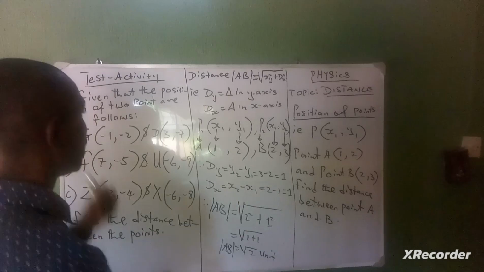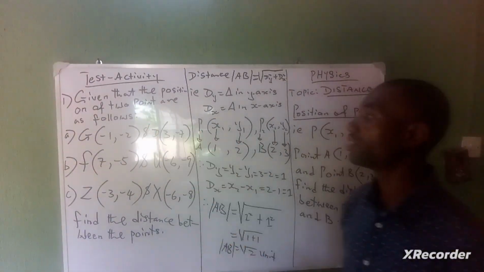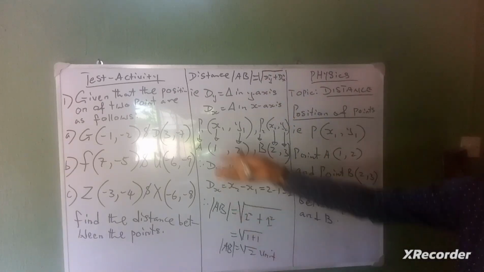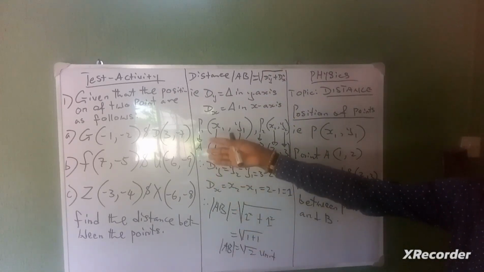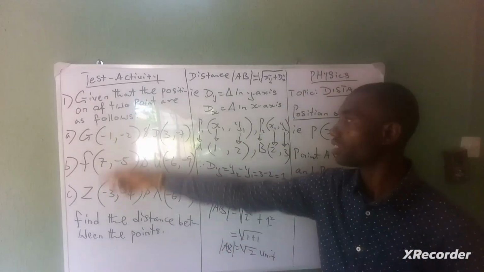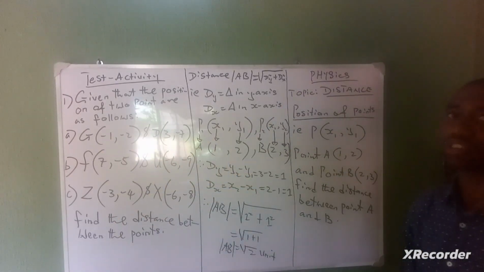So this is a test activity for you to try on your own. Using what I have done here, you can also be able to find the distance between the given 2 points. Using it, all these represent the positions of points of a physical body on the Cartesian plane.